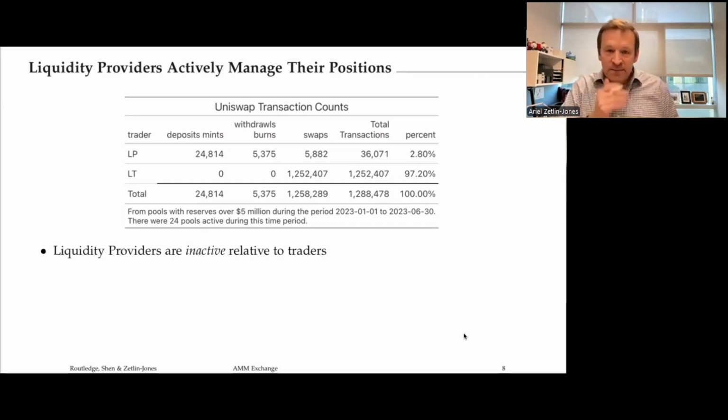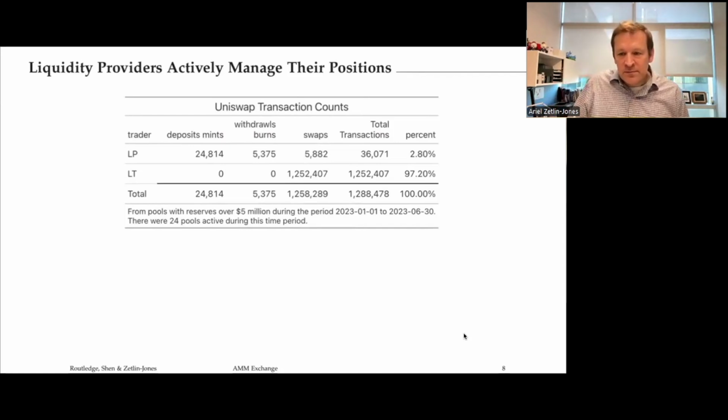Is this data from the version 2 pools? Yes. We're looking at the 24 largest version 2 pools over this 6-month period. I see. Again, in version 3, my lens to look at the data is more complex because in V3 now, liquidity providers can directly control the prices at which people trade against them. So in that sense, every time you engage, you have the ability to directly set pricing. And so for that reason, it's not surprising they're active. This lens has more bite in V2. So that's why we're focusing on V2.